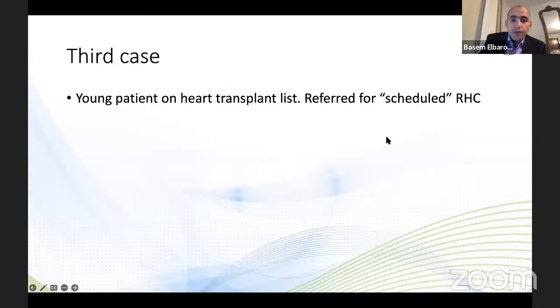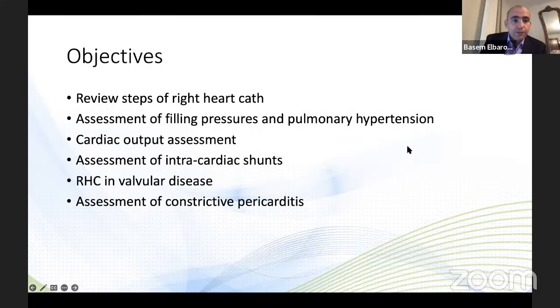but sometimes you need invasive hemodynamics to figure that out. Third case, a young patient on the heart transplant list who's scheduled for a right heart cath. Why is he being referred? We'll discuss that down the road.